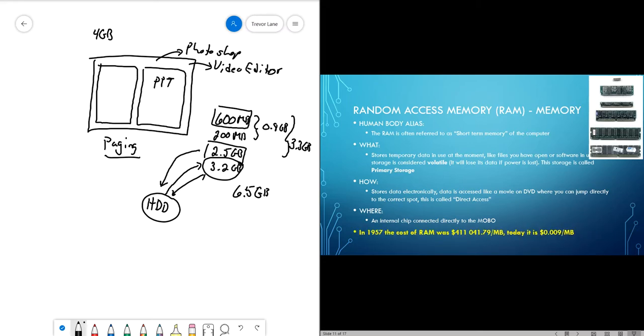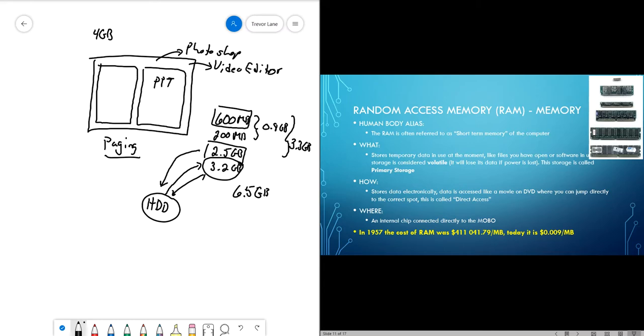So your next tidbit of information, bolded and yellowed. All right, in 1957, exactly 1 year later than the previous tidbit, the cost of RAM was $411,041.79 per megabyte. Not gigabyte, megabyte this time. That means that if you wanted to compare it against the storage before, you'd have to shift that decimal place 3 more times. So it'd be $411 million per gigabyte of RAM. That's crazy. And the last one was $10 million per gigabyte, if you remember. So $411,000 per megabyte. Today, it's less than 1 cent per megabyte.